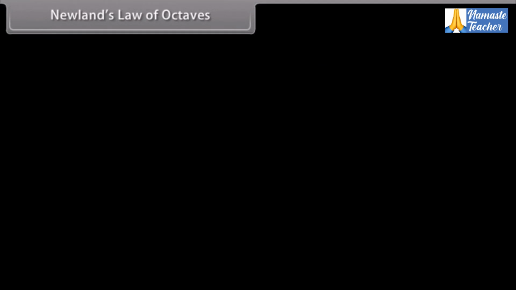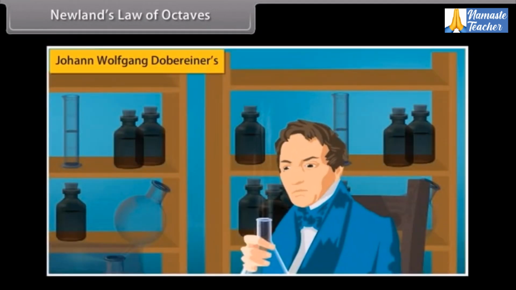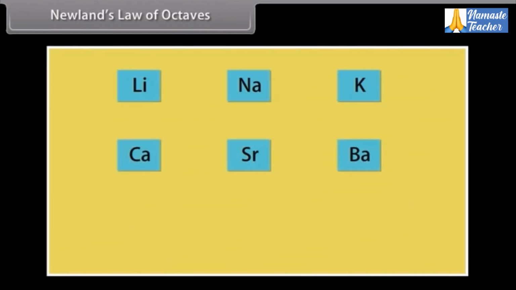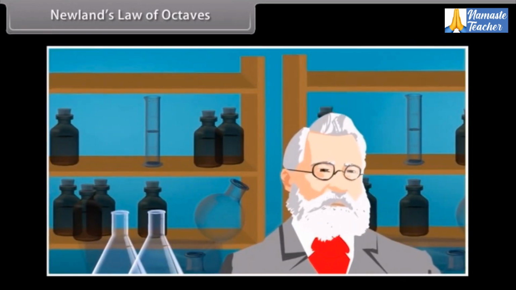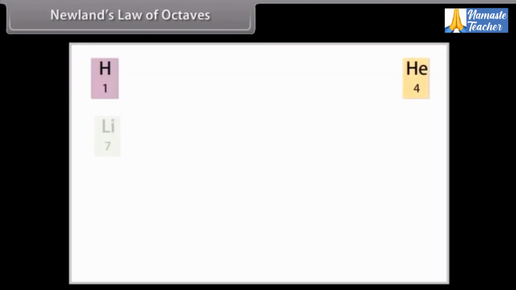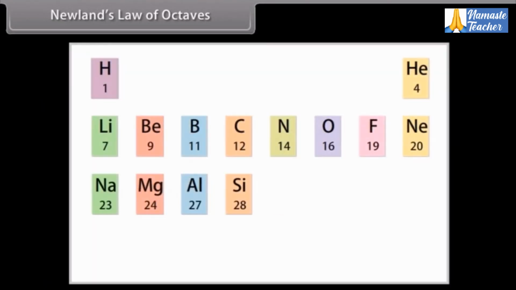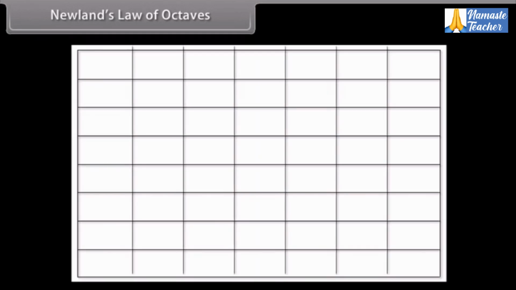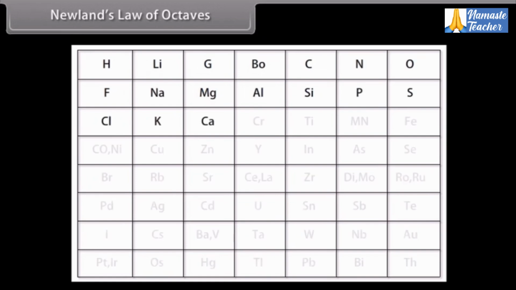Newland's law of octaves. Dobereiner's research simultaneously encouraged other scientists to start classifying elements. The triads were not useful as they could classify only 3 elements at a time. In 1864, John Alexander Newland, an English chemist, discovered that when elements are arranged in the increasing order of their atomic masses, atomic weight, every 8th element had properties similar to the first element. This is called the law of octaves. However, all elements could be arranged in this order only till calcium, even though there were more than 60 elements available at that time.